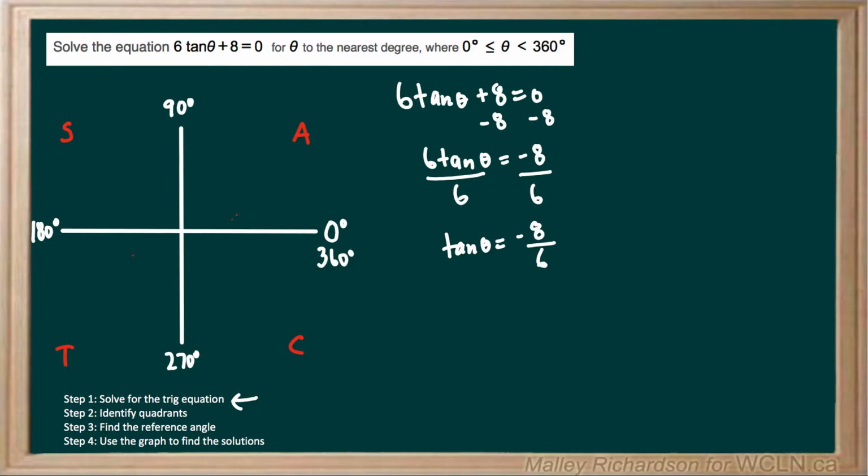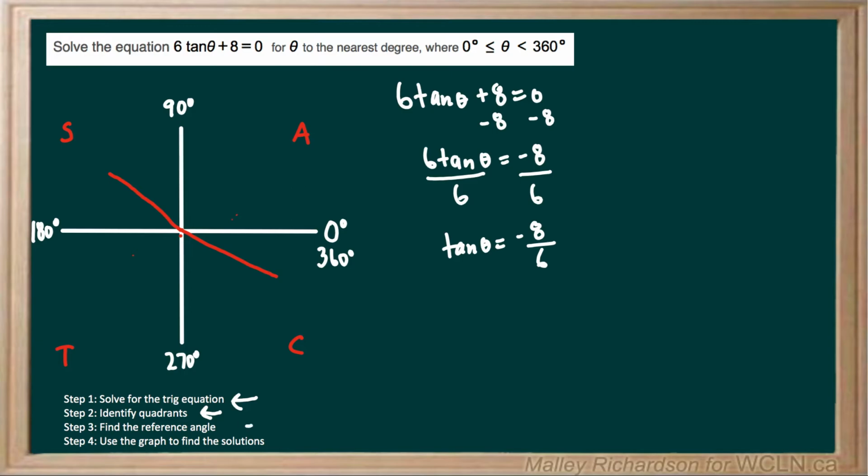Now that we've solved for tan theta, we want to identify the quadrants that this is in. As we can see, our ratio of tan theta is negative, which means we want to use the quadrants where tan is negative. Well, looking at our 4 quadrants, the 2 quadrants where tan is negative is in quadrant 2 and in quadrant 4. In quadrant 2, only sine is positive, and in quadrant 4, only cos is positive, making tan negative in both quadrants.